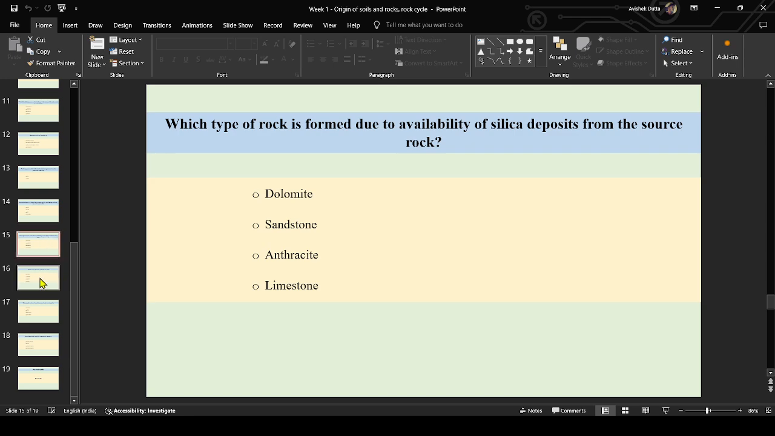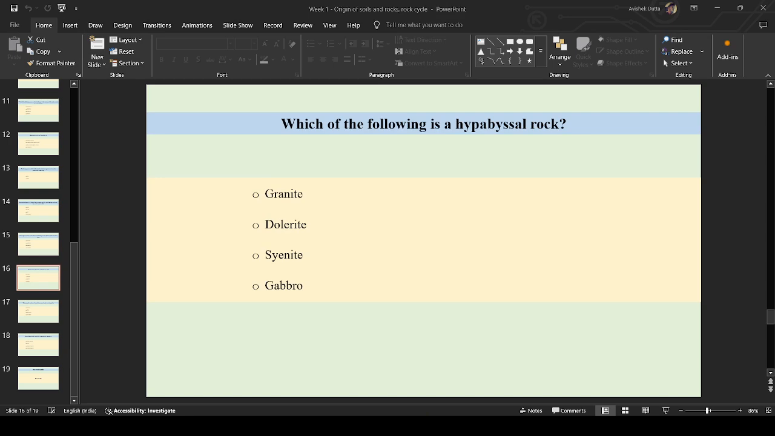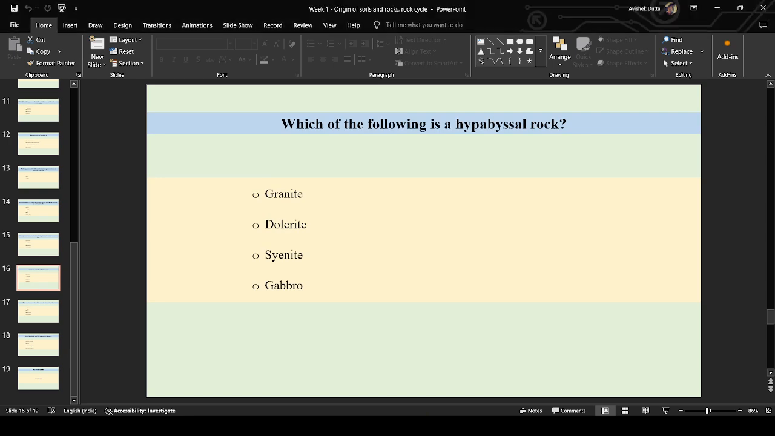Next question. Which of the following is a hypabasal rock? The options are granite, dolerite, syenite, or gabbro.